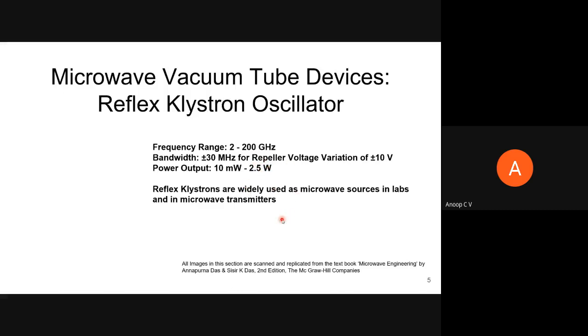Does anyone remember which microwave frequency generator is used in your microwave oven? It's the magnetron. This is a reflex klystron. Now we have much advancement in microwave solid state physics, with solid state devices which can operate at microwave frequency, but that is not part of your syllabus. You only have to study the reflex klystron oscillator. It is a microwave vacuum tube device, and it's an oscillator.